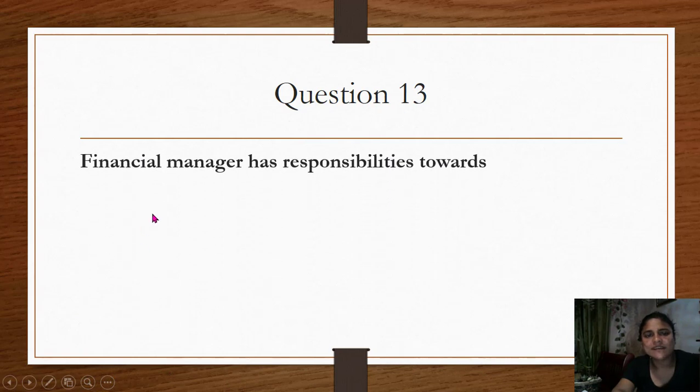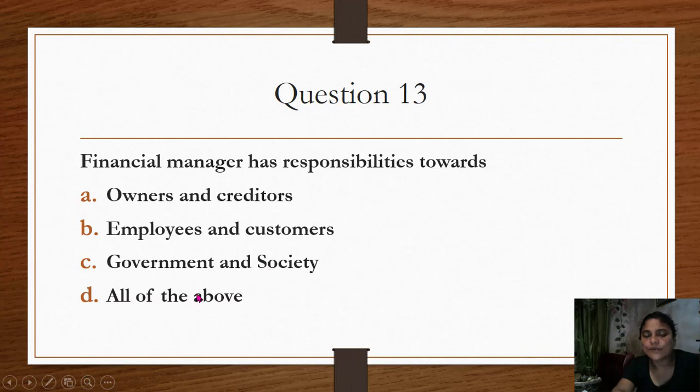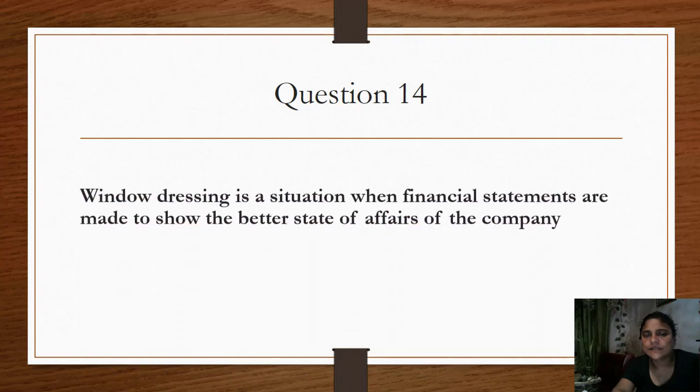Question 13. The financial manager has responsibility towards owners and creditors, employees and customers, government and the society, all of the above. The answer is all of the above.